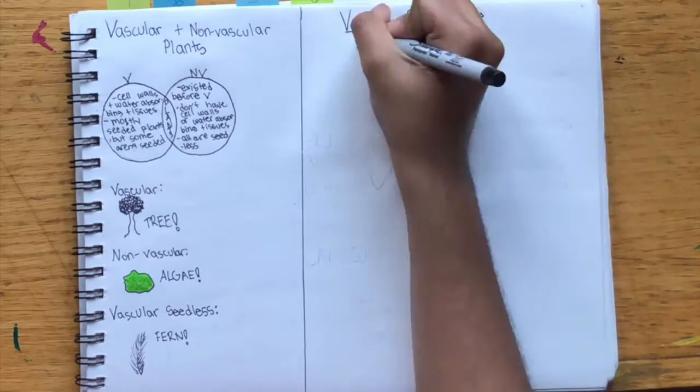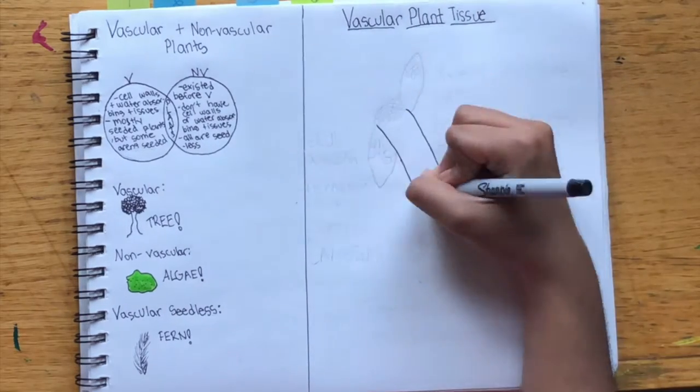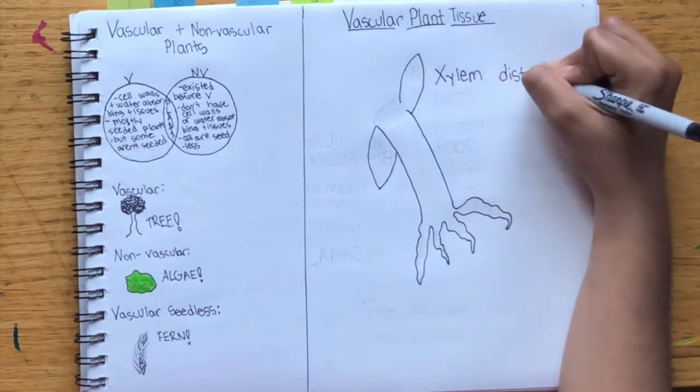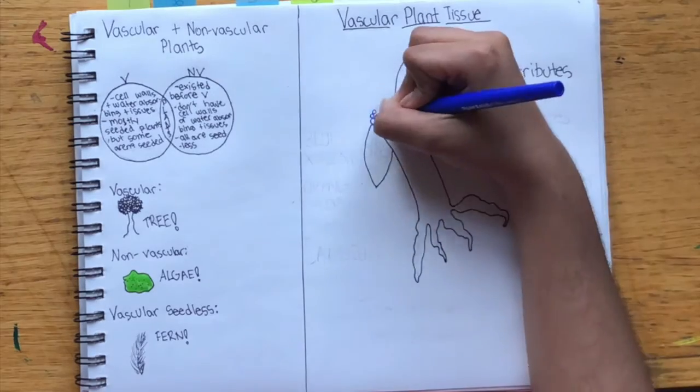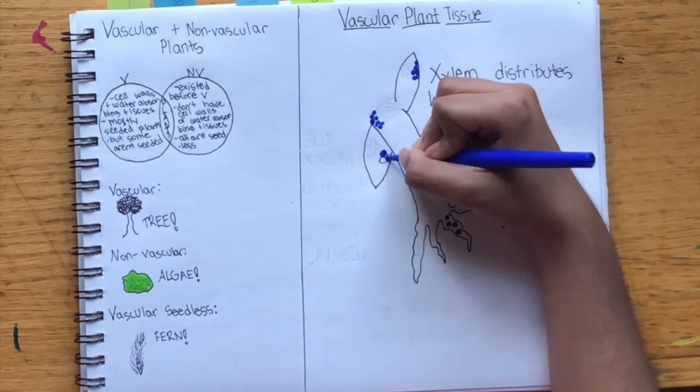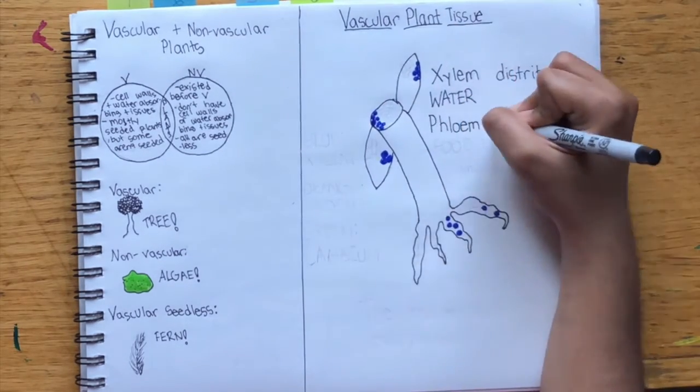Vascular plants have three types of tissue that help them distribute water and nutrients through the stems and roots. Xylem is a group of cells stacked together in a tube-like way, forming vessels that distribute water to the plant. Xylem also provides structural support.